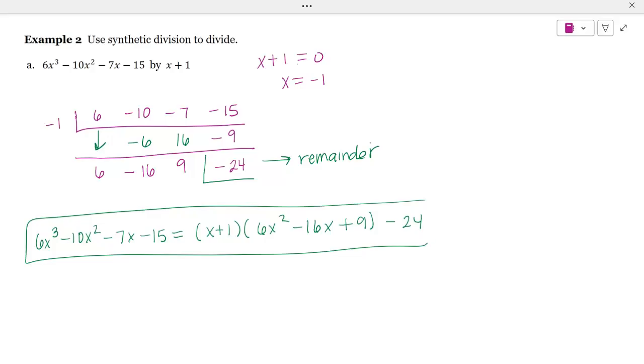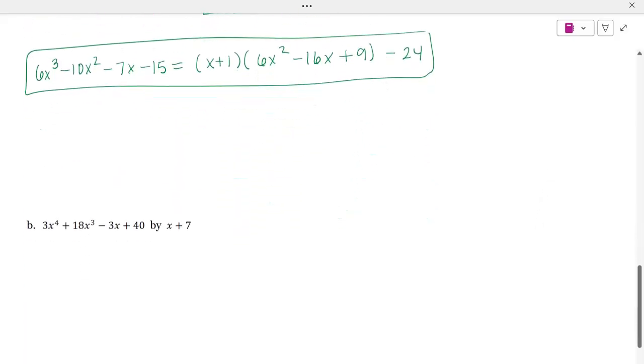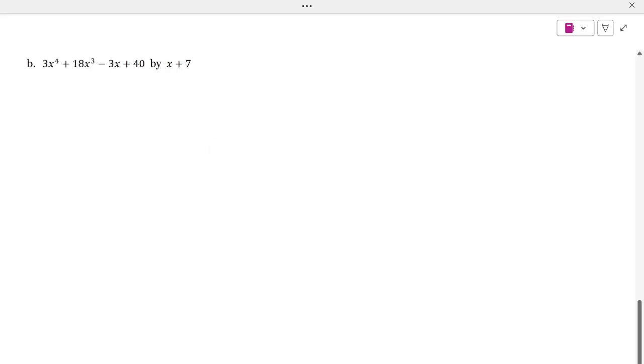Our long-term goal is to try to find things where the remainder is 0, because that means that the binomial would divide evenly. Let's do another example. To start synthetic division, we think about what the 0 would be if x plus 7 were a factor. That means that the 0 would be x equals -7. So -7 is what I'll put on the outside of the symbol here.